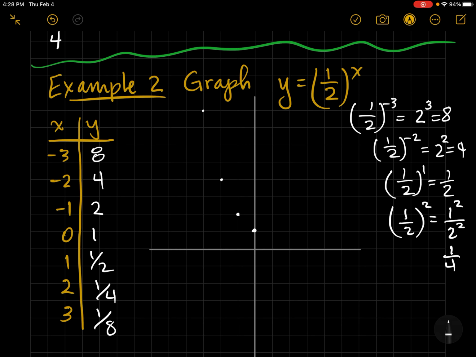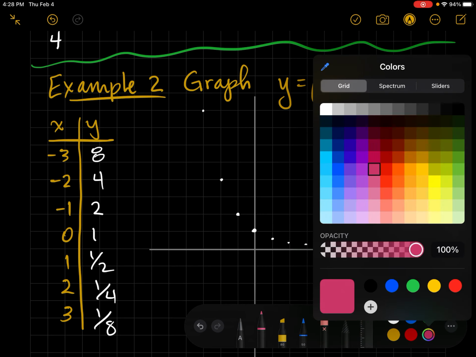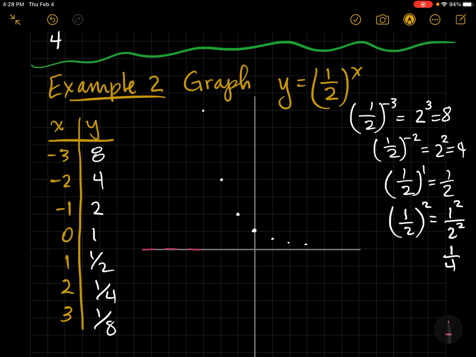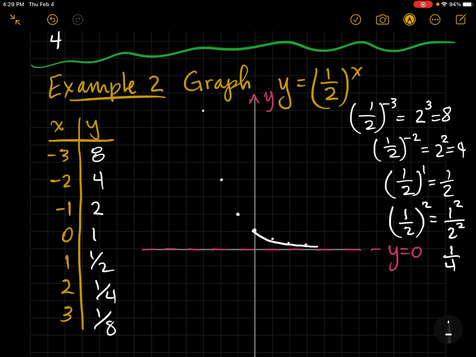As a matter of fact, this mirrors the last graph that we just did. And we still have an asymptote right on this line again. By the way, the equation of this asymptote is y equals 0. Notice it's perpendicular to the y-axis at 0. Let's go ahead and connect this graph. And notice that it's super similar to the last graph.